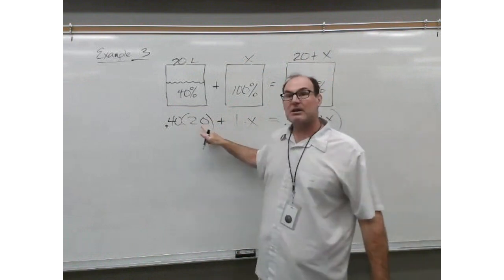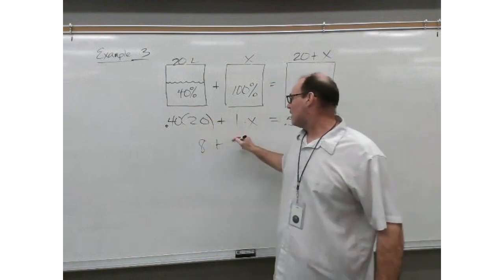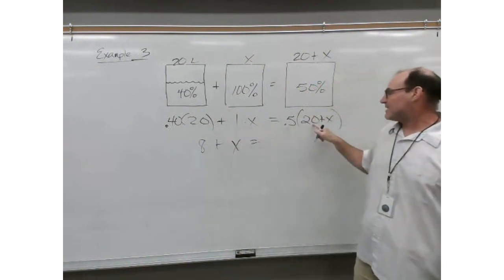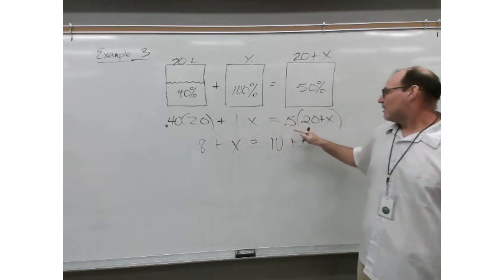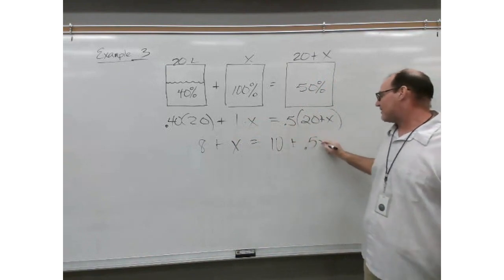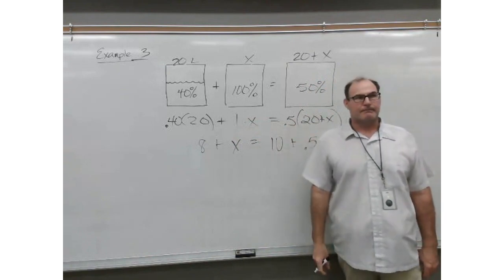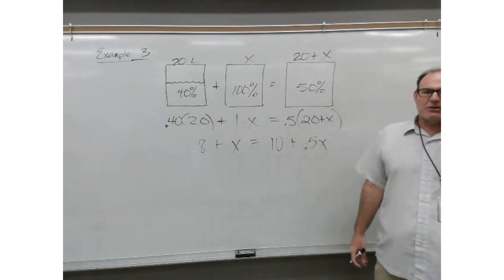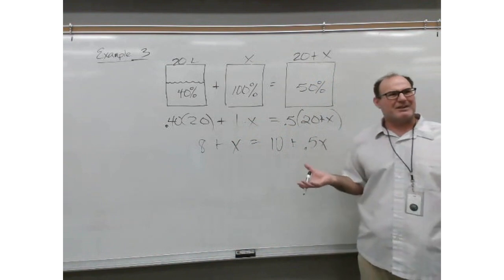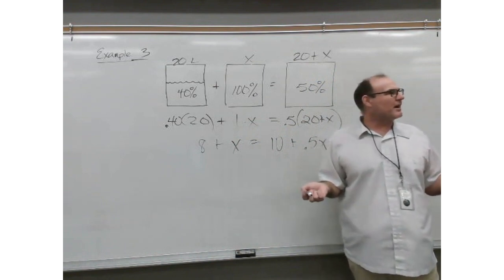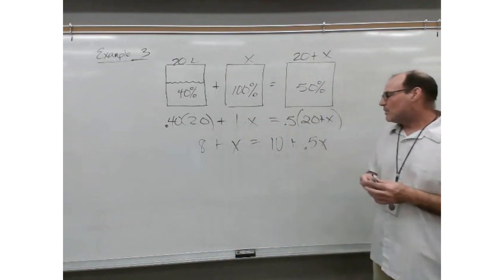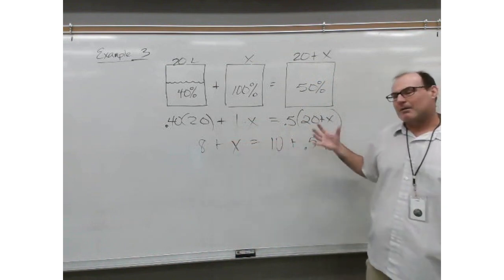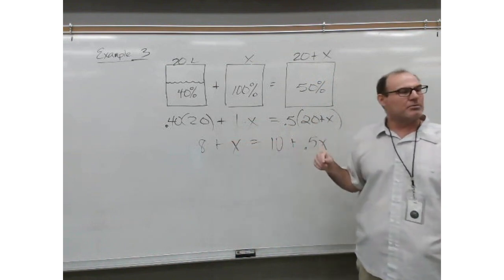So 0.4 times 20, that is 8. 1 times x is x. 0.5 times 20 is 10. 0.5 times x is 0.5x. Now, I didn't do this earlier with decimals because we tend to be more comfortable with decimals than fractions, but just in case, we can clear the decimal just like we cleared the fraction. I would recommend it if you have 2 or 3 decimal places.